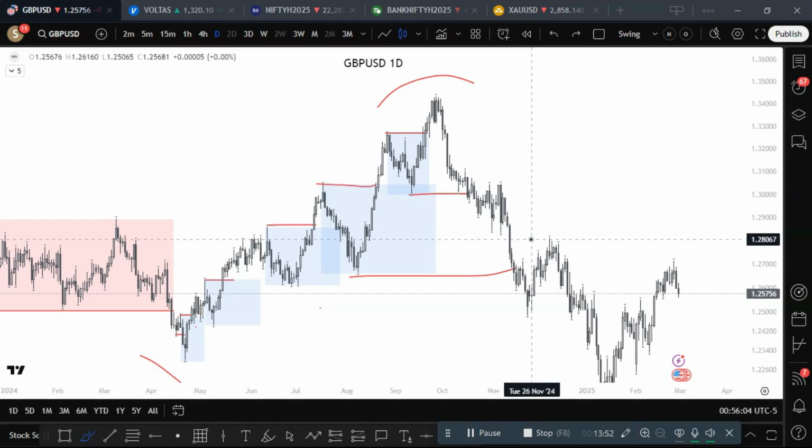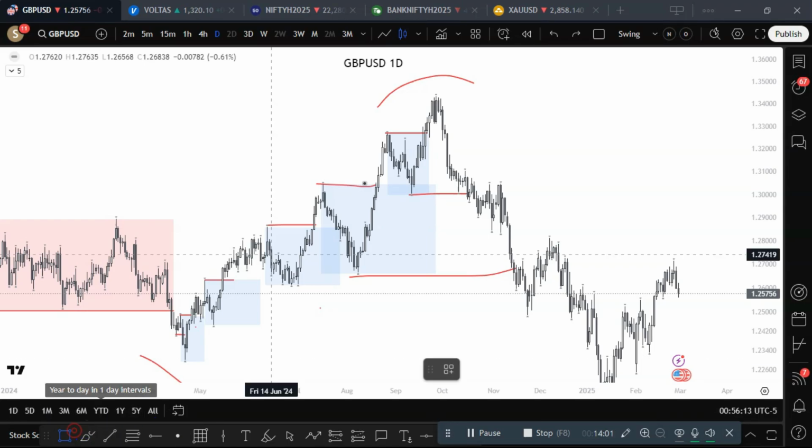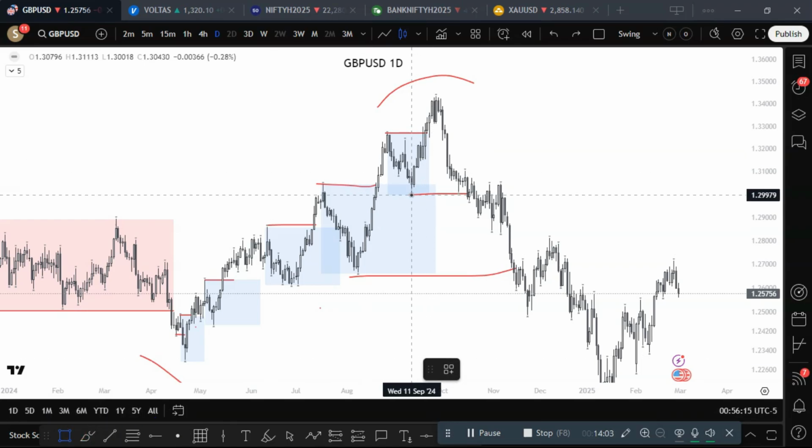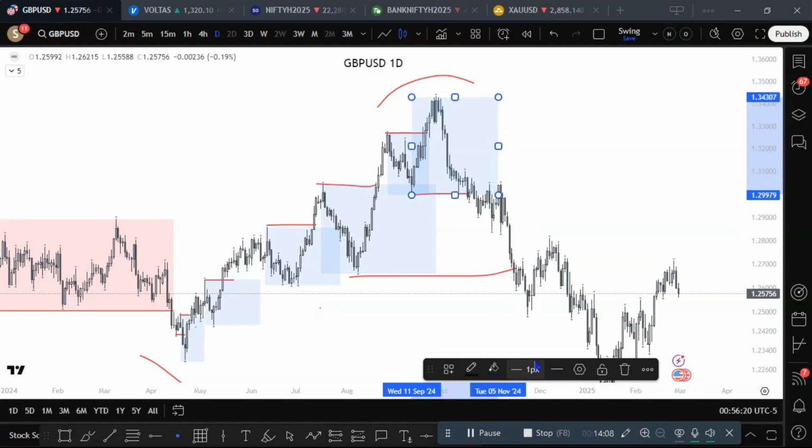All right, we change our bias. So right now we broke one range. Now it is not confirmed whether it is bullish or bearish. So we have now what? Our buy to sell range, right? Let me change the color.